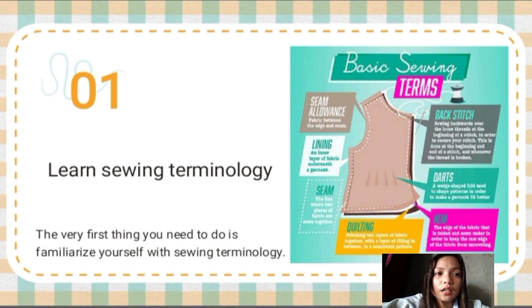Next is darts, a wedge-shaped fold used to shape patterns in order to make a garment fit better. And last, back stitch, sewing backward over the loose threads at the beginning of a stitch in order to secure your stitch. This is done at the beginning and end of a stitch and whenever the thread is broken.